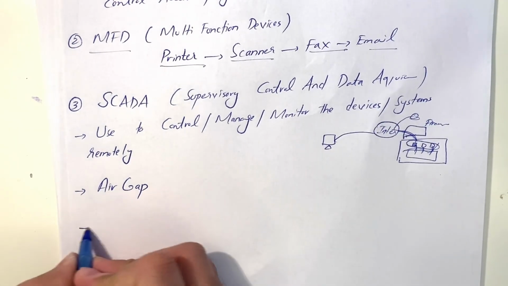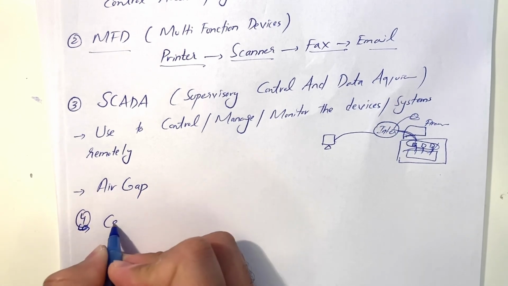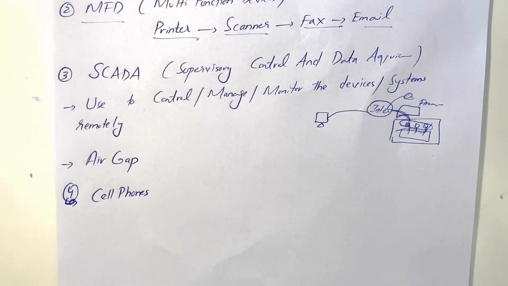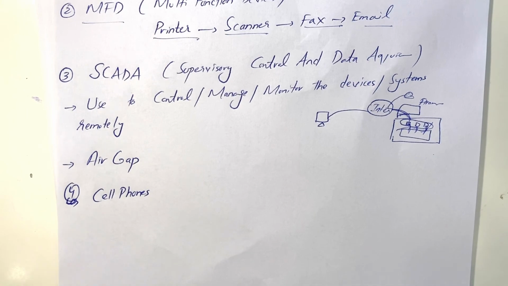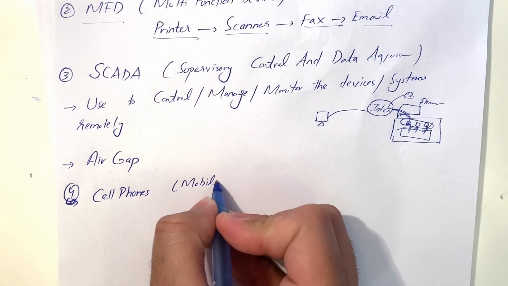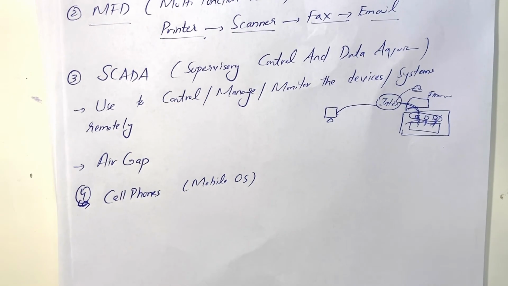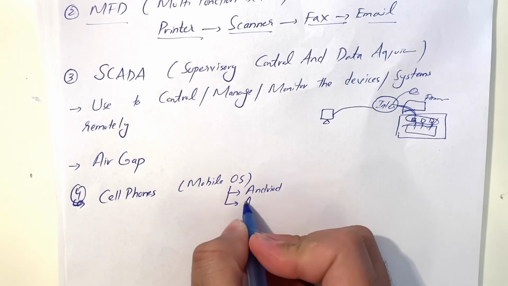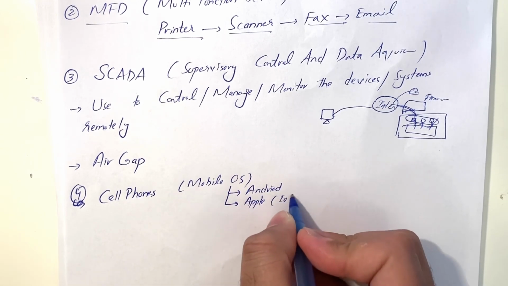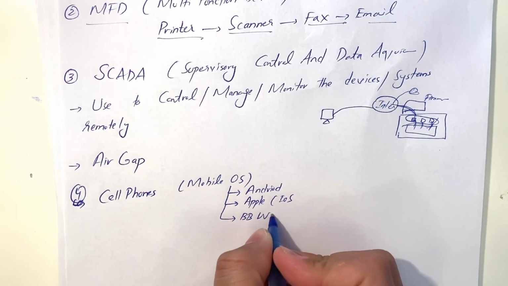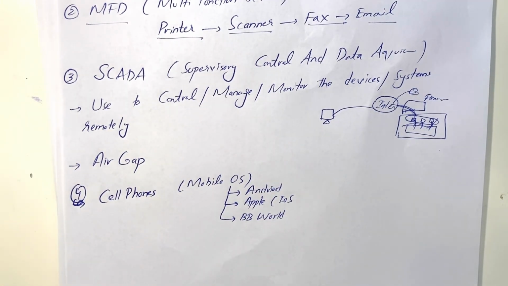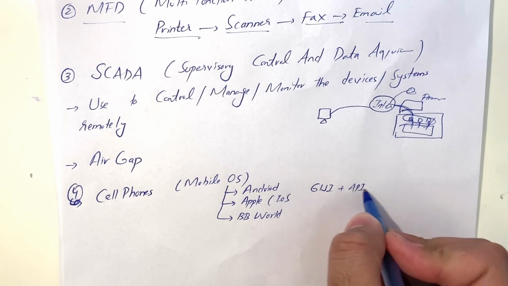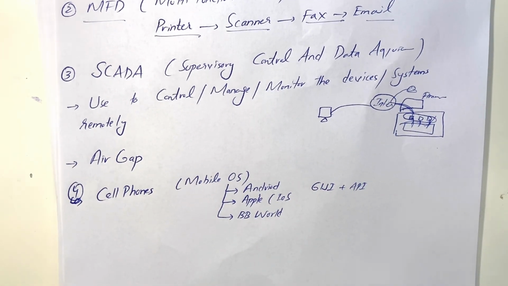Other than that, some other networking devices are, for example, number 4, cell phones. Cell phones also use a mobile operating system, similar to your embedded operating system. Mobile operating systems are like Android. For example, Apple uses, I guess, iOS. For example, BlackBerry World, something like that. All these are mobile operating systems similar to embedded operating systems, but they have a GUI plus API, unlike the embedded operating system, which doesn't have a GUI.